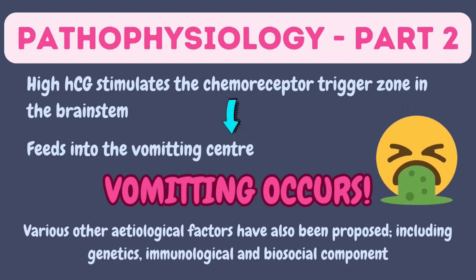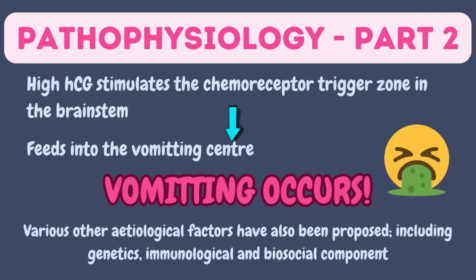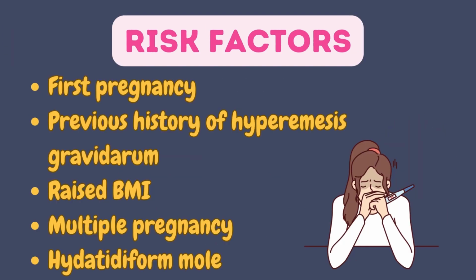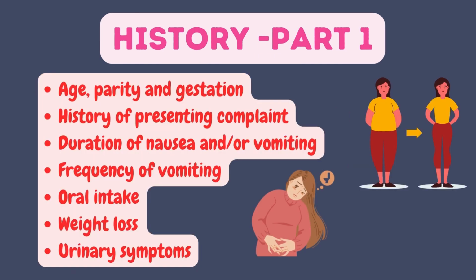Over the years, various other etiological factors have also been proposed, which include genetics, immunological and biosocial components. There are few risk factors for this condition. Number 1, first pregnancy, number 2, previous history of hyperemesis gravidarum, number 3, raised BMI, number 4, multiple pregnancy, and finally hydatidiform mole.